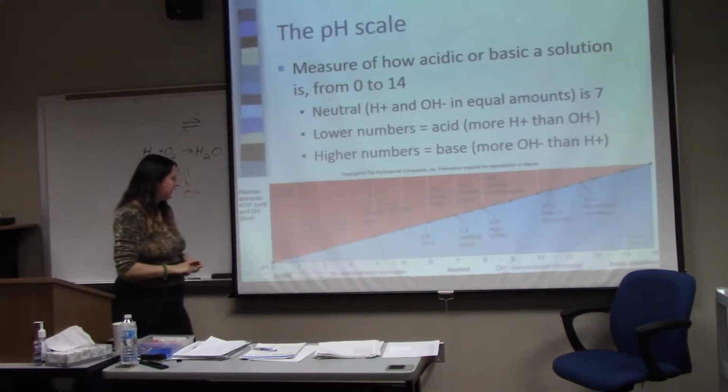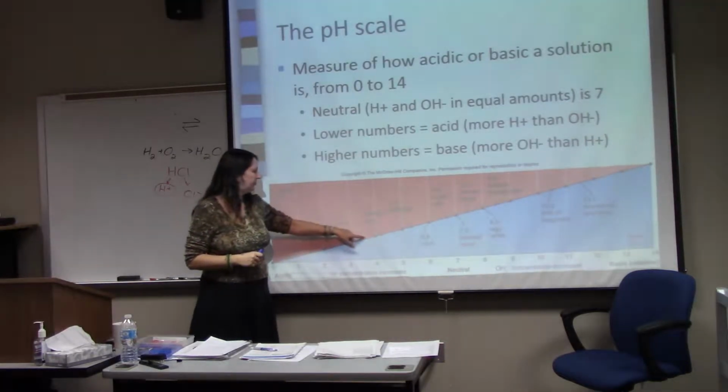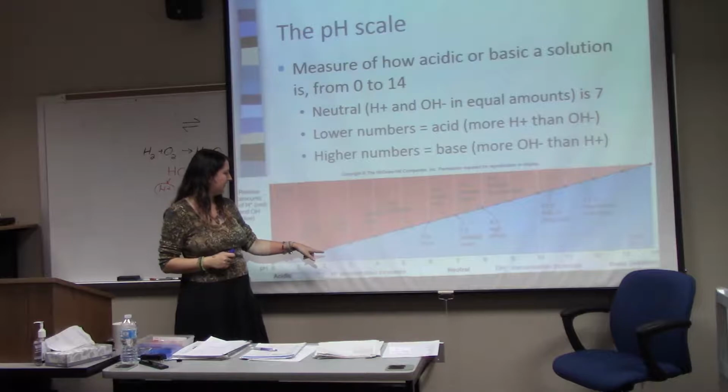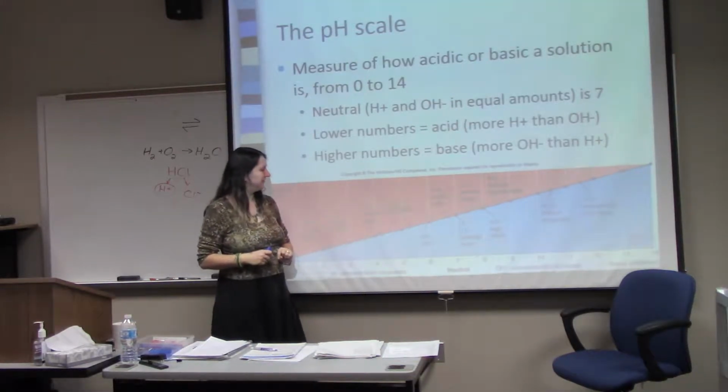Other things that are acidic: stomach acid or gastric juice. Most fruits and vegetables are at least slightly acidic. We have a range from 3 to 6 here on a couple of different examples.